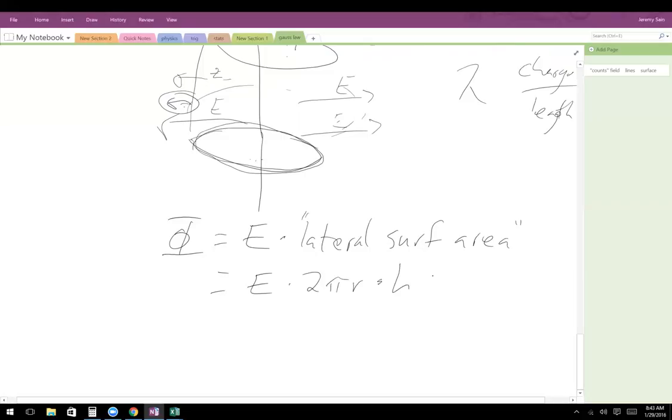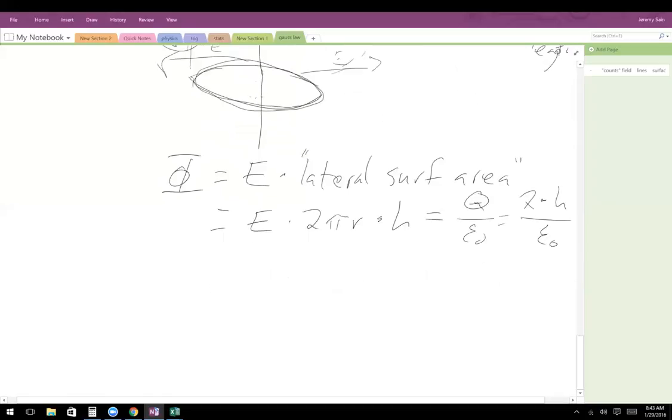On the other hand, how much charge is inside? Well, lambda is the charge per unit of length. So it's Q over epsilon naught, where the charge would be lambda times however much height we cut out, because height is how long we're cutting out, over epsilon naught. And so if I get the E by itself, the H's cancel. So I've got E is lambda over 2 pi r epsilon naught.